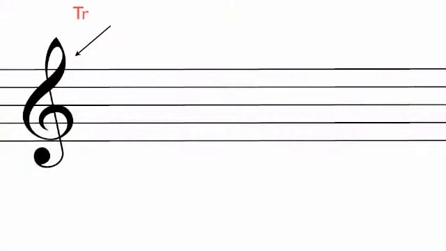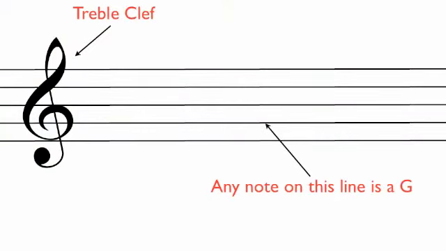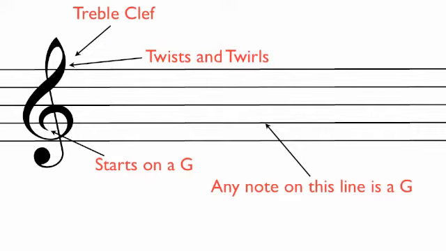The last thing you need to know is a treble clef. On our stave, the second line from the bottom is going to be a G, and our clef tells us that that is a G, and it does this by starting on that line. After that, it does a bunch of twists and twirls, but really all it's telling us is that the second line from the bottom is a G.